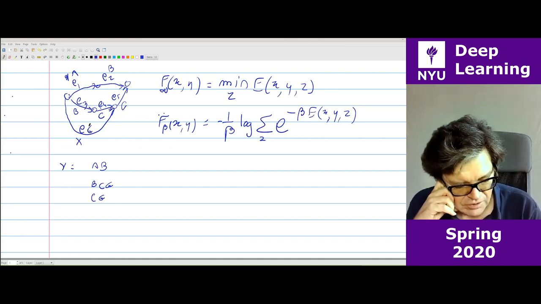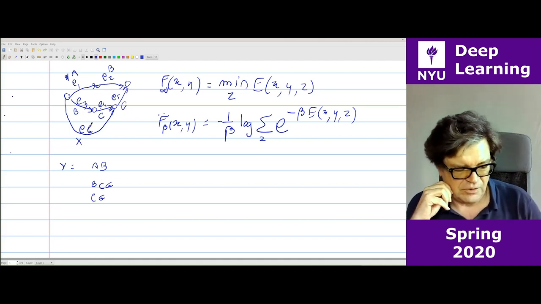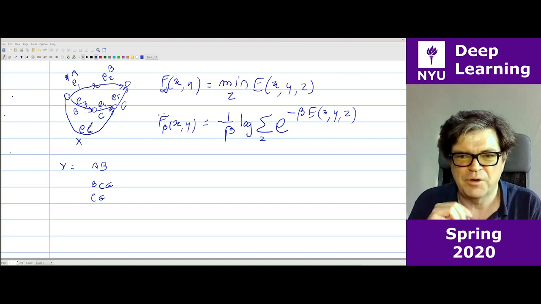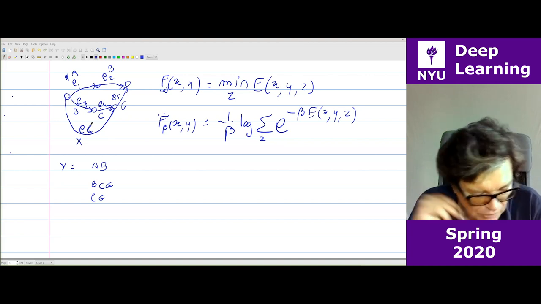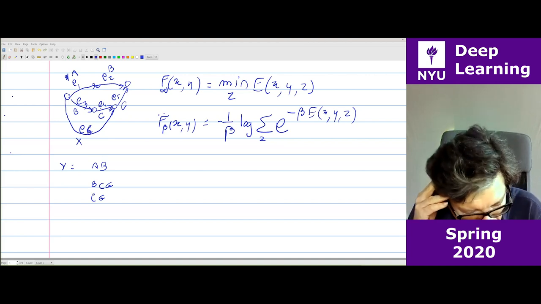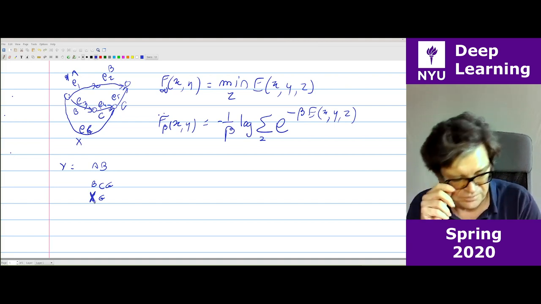Okay, if this is C. Those are the... That's only an X. That was an X, right? ECX. Huh? I'm sorry, you're right. This is a 6. It's X. Thanks. You're right. Sorry about that.